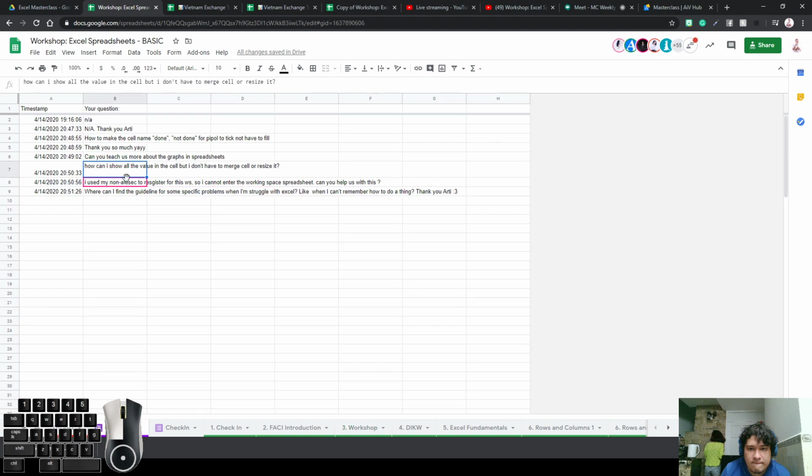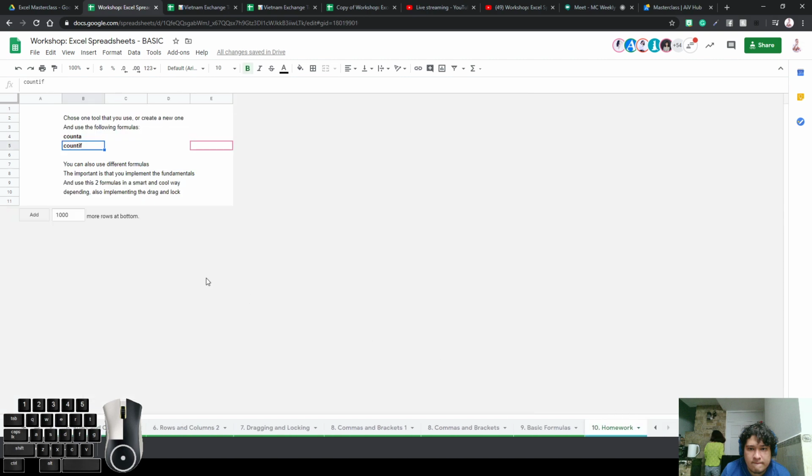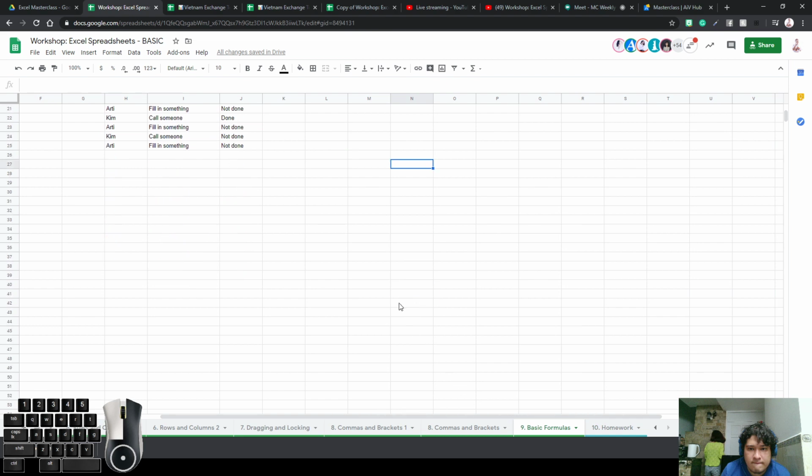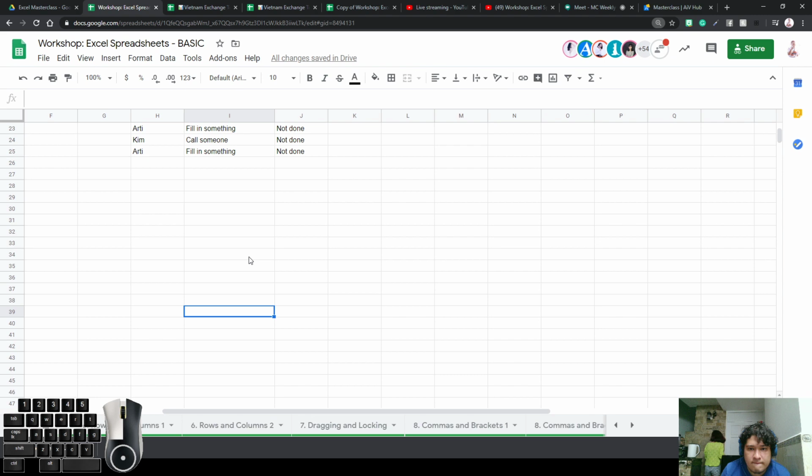So how can I show the value in the cell without merging the cell or resizing it? How can I show all the value in a cell? You can resize it. Let me show you an example of why you shouldn't merge. It's not that you shouldn't merge, it's just that I don't recommend it.